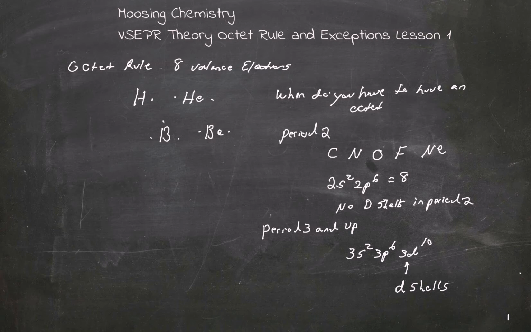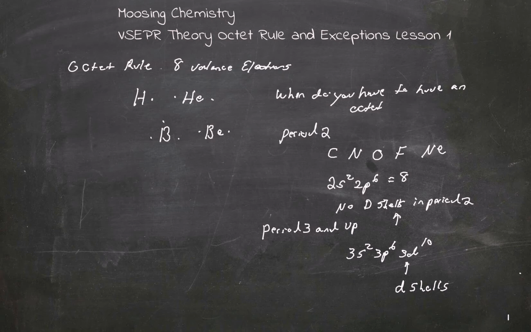All right, so let's think about this for a second. So let's look at another reason for the exceptions. Again, expanded octets are because of the D shells, and the reason why period 2 can't have an expanded octet is because there are no D shells. Okay, let's see what else we have under exceptions.